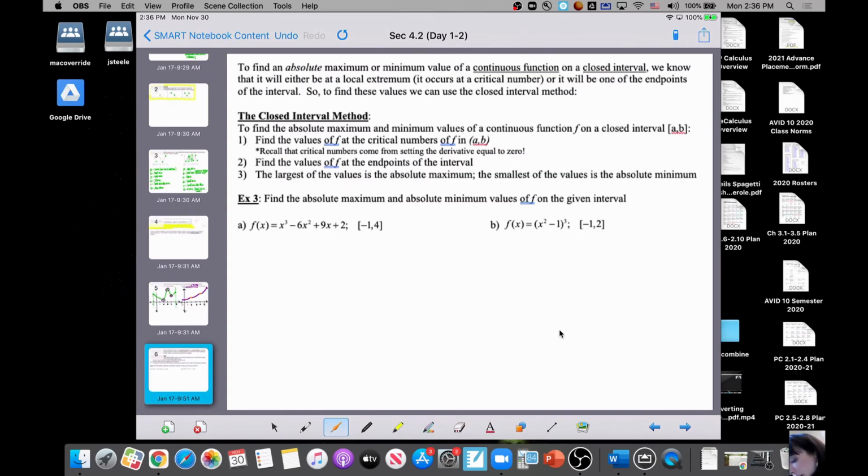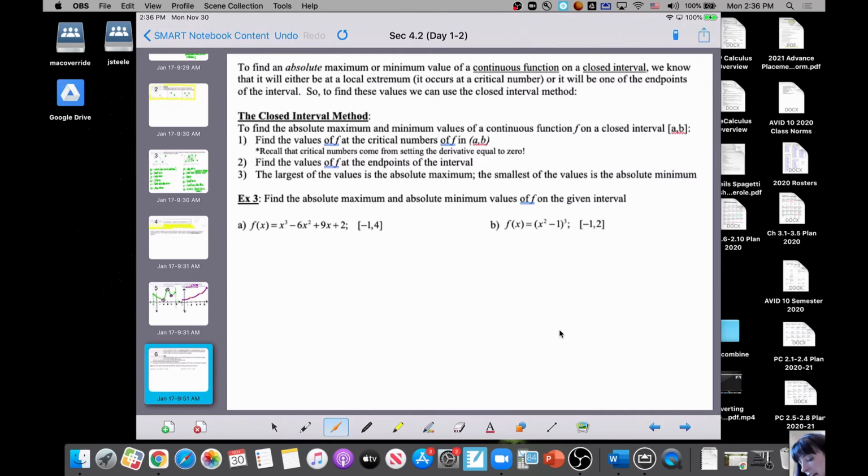The final part of the notes today talk about a process that in calculus we refer to as the closed interval method. If we are trying to find the absolute maximum or absolute minimum values of a continuous function on a closed interval, we know that this is either going to happen at a local extremum, which means it occurs at a critical number, or it'll be one of the endpoints of the interval.